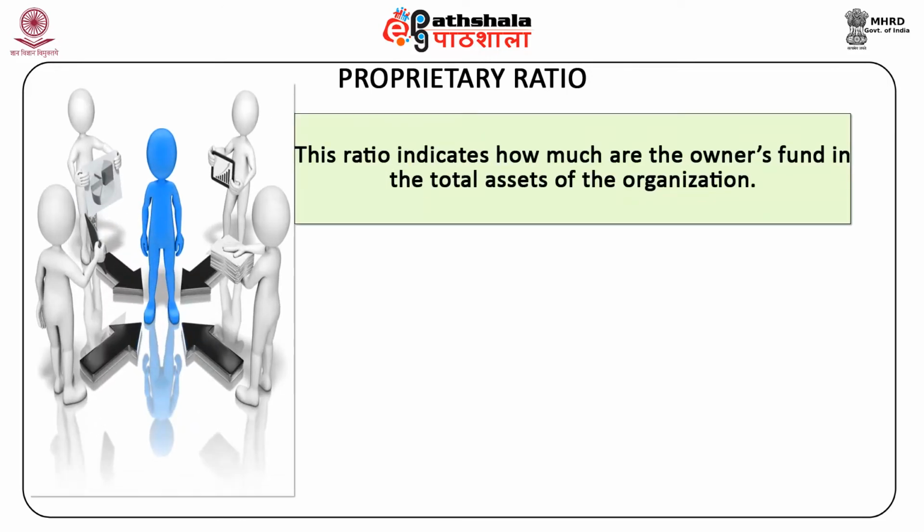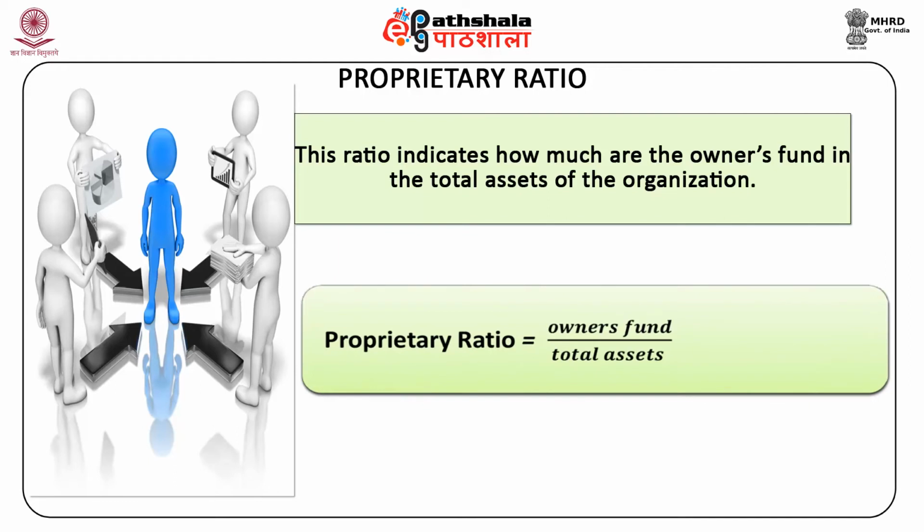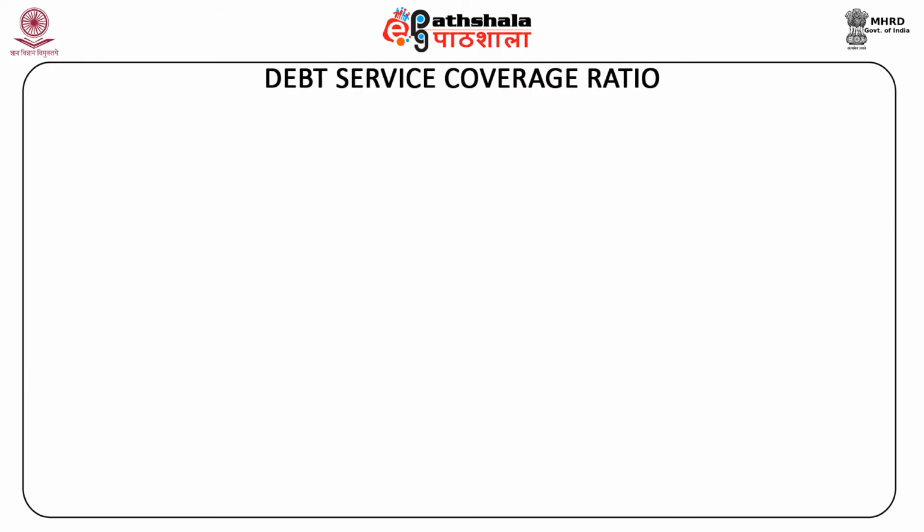This ratio indicates how much are the owners' fund in total assets of the organization. It is given by the following formula. Proprietary ratio is equal to owners' fund divided by total assets. Debt service coverage ratio.